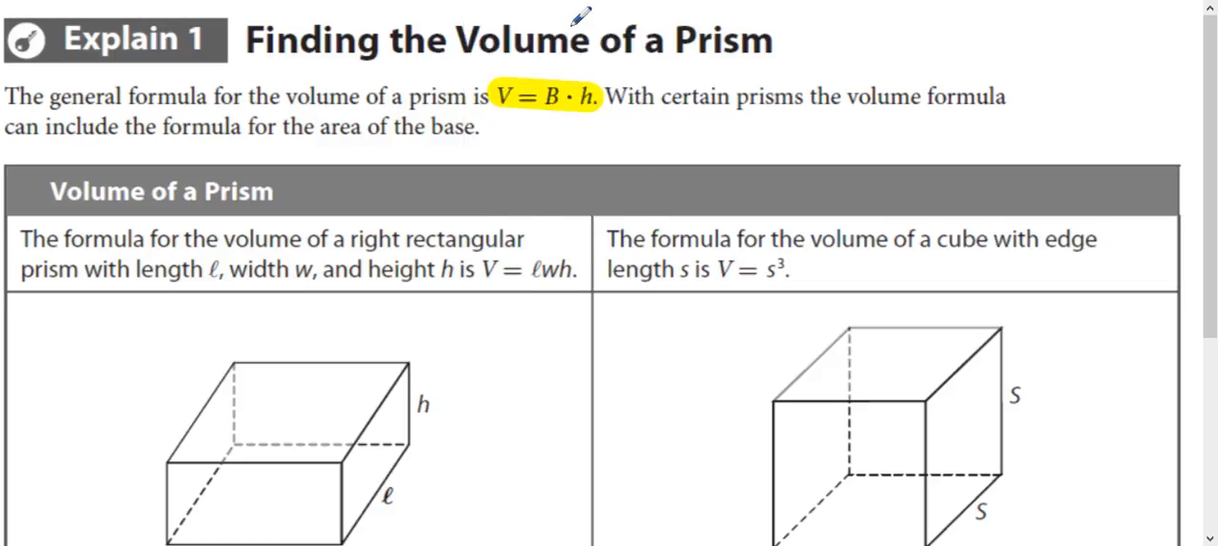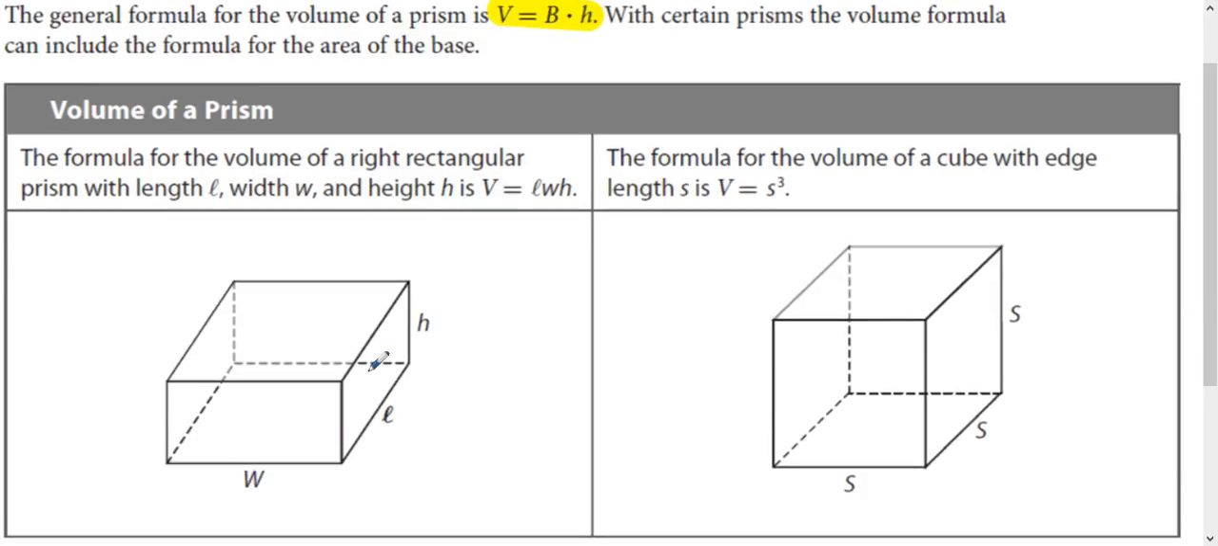Depending on whatever the base is, you've got to find that area first and then multiply it by the height. So if it is a rectangular prism like this one right here, you need the area of the base, which would be length times width, and then times the height. So the area of the base is length times width times height. That's why we just say length times width times height. So for a right rectangular prism, that's what you could use.